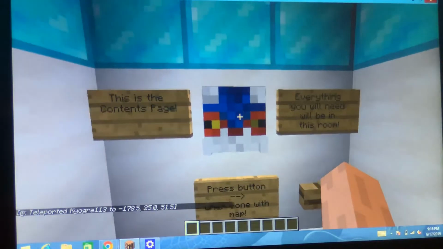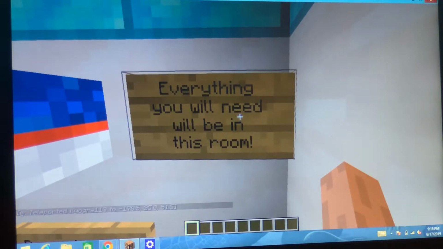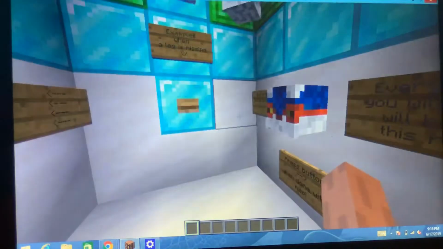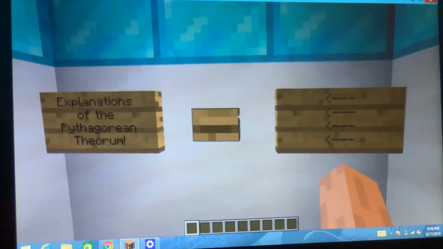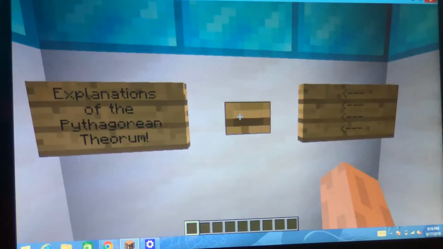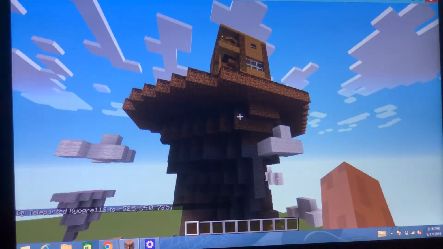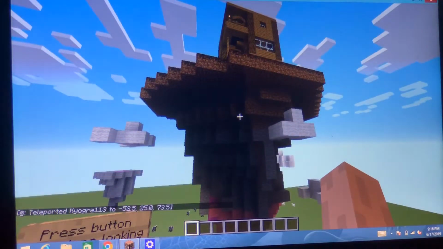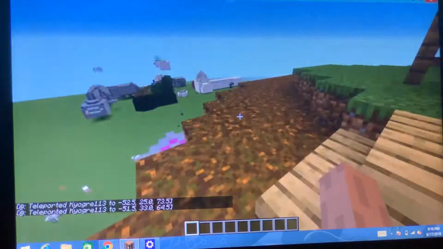So this is the contents page, where everything you will need to traverse this map will be in this room. And I will start off by showing you the explanations of the Pythagorean Theorem, which is what this project is based about. So this is just looking at what has been built, and let's get on it.